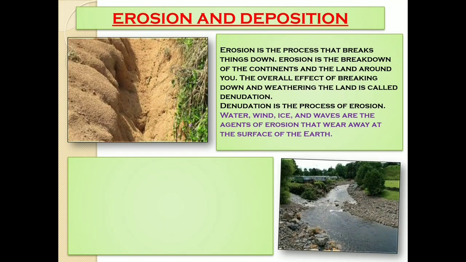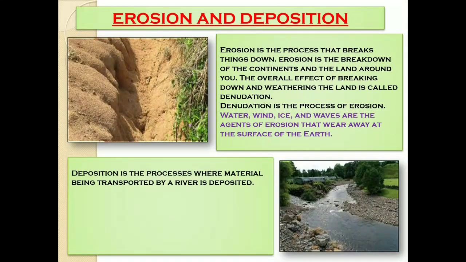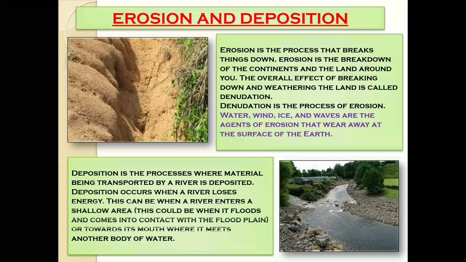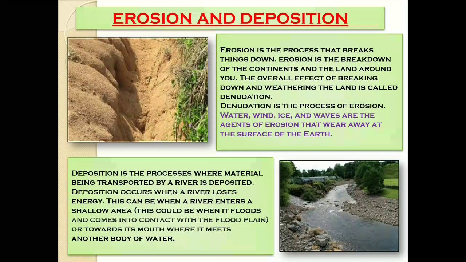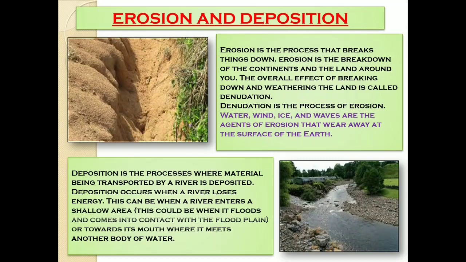This is a picture of deposition. Now let's see what is deposition. Deposition is the process where material being transported by a river is deposited. Deposition occurs when a river loses energy. This can be when a river enters a shallow area. This could be when it floods and comes into contact with the floodplain, or towards its mouth where it meets another body of water.